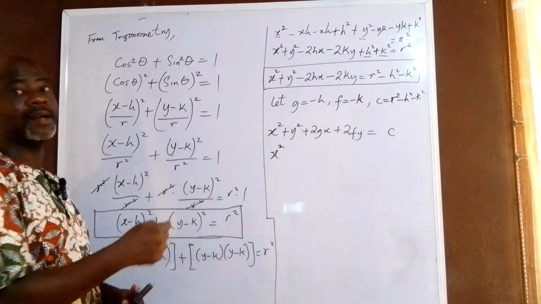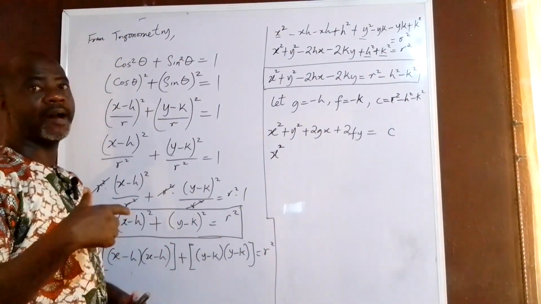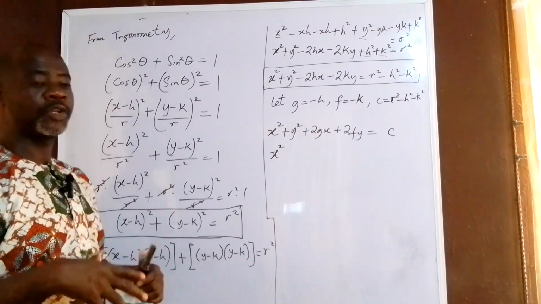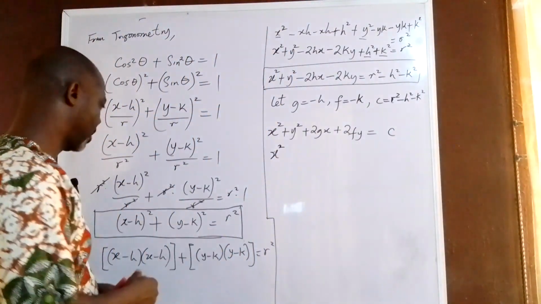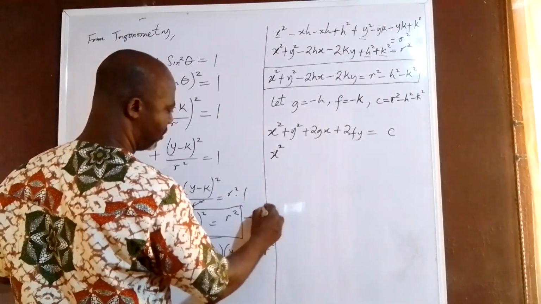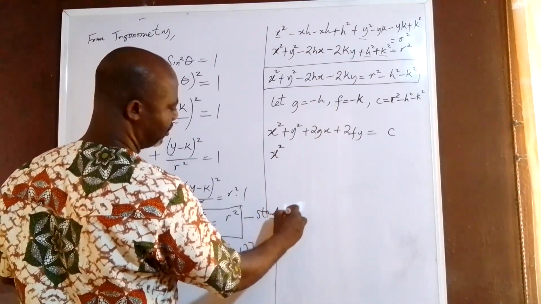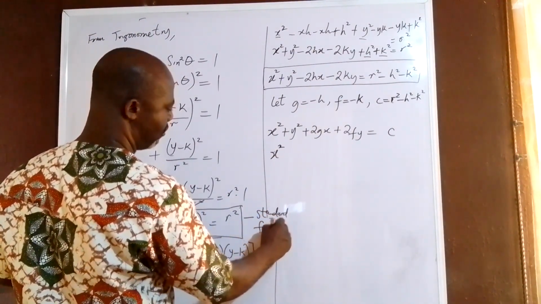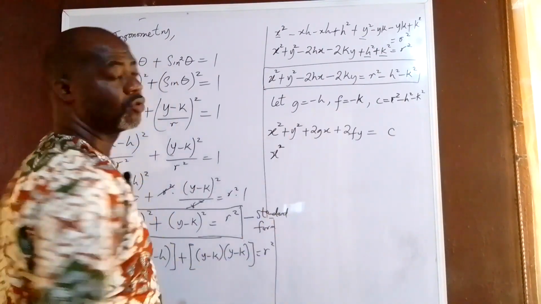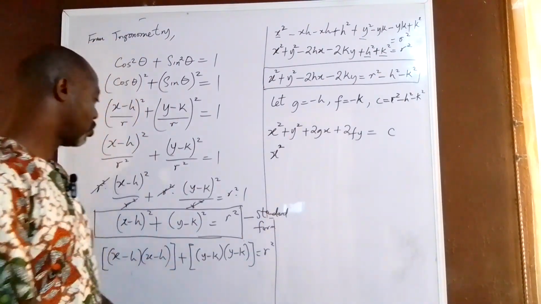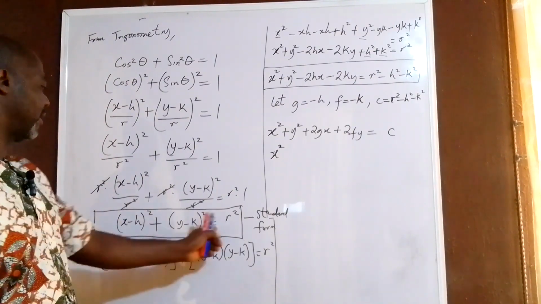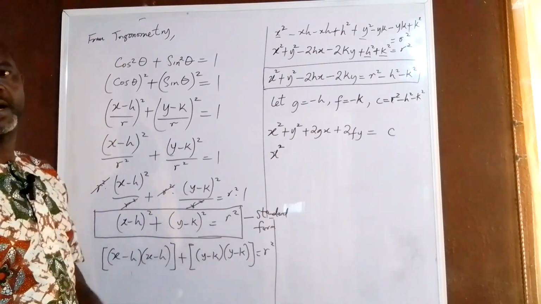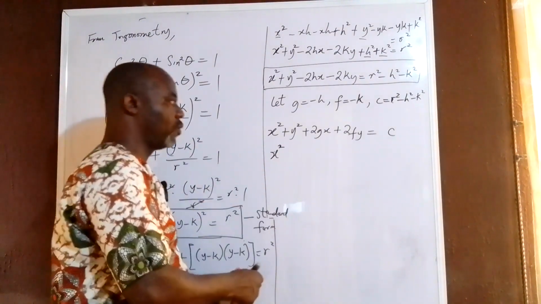So I'm going to go back and show the form when the center is at the origin. So this is the standard form. Let me quickly correct that. This is the standard form of the equation of the circle. What we are doing now is to derive the general form. Deriving the general form is just trying to expand this and solve it algebraically. Okay, let's continue with what we are doing.